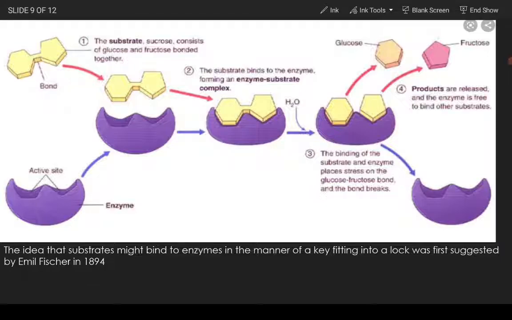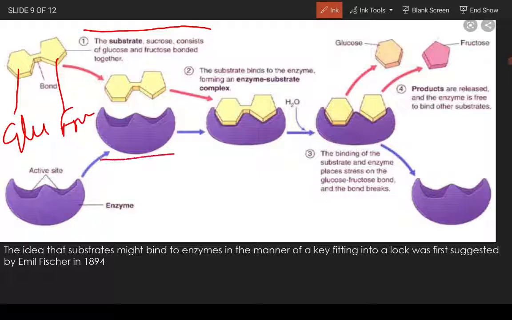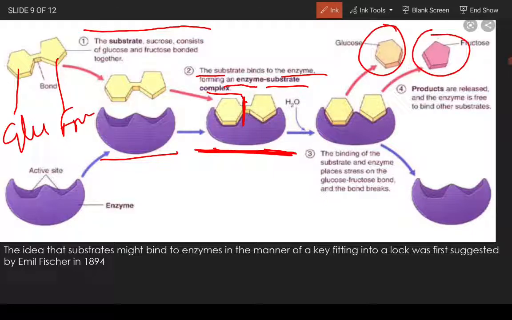So here is an example with names. This substrate is sucrose, which is made up of glucose and fructose. This sucrose molecule binds to the active site of an enzyme, forming an enzyme substrate complex. Now a dehydration reaction is occurring, the bond between them is broken and new bonds are formed, and thus glucose and fructose are released as products. So products are released and the enzyme is free to bind to another substrate.